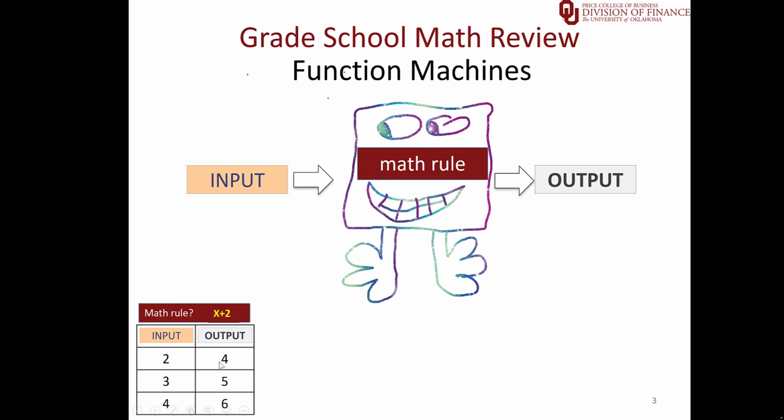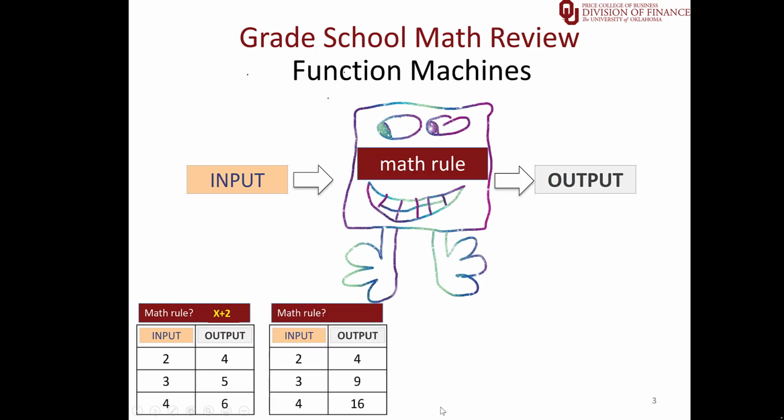It takes a 2, adds 2, and gets a 4. It takes a 3, adds 2, and gets a 5. It takes a 4, adds 2, and gets a 6. Another math rule might take a 2 and give us a 4, but turn that 3 into a 9 and the 4 into a 16. What would that math rule be? You guessed it, x squared.